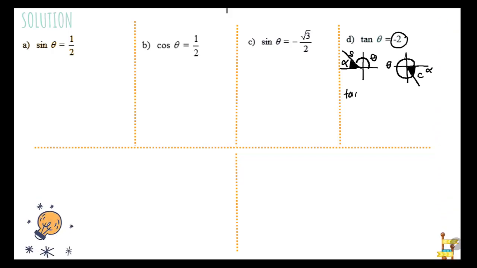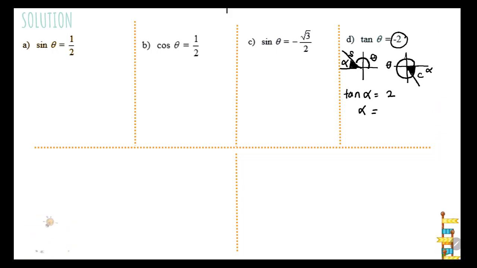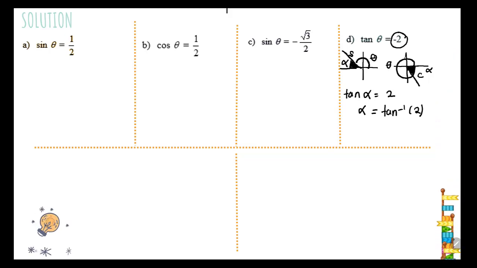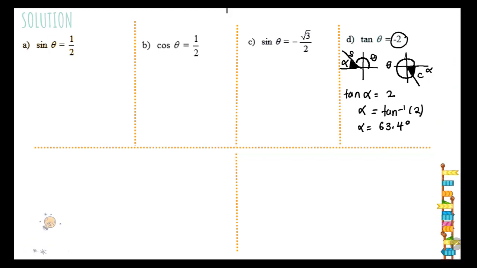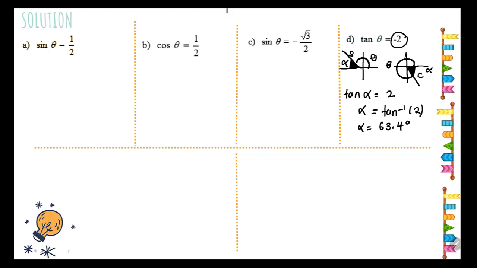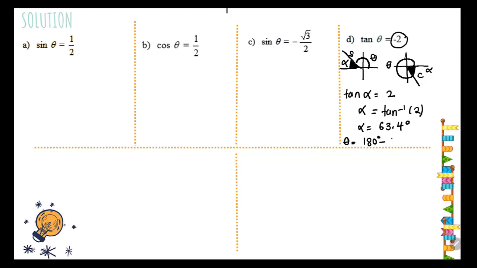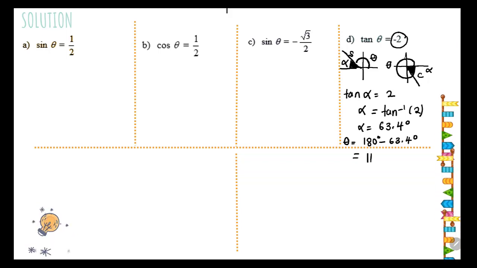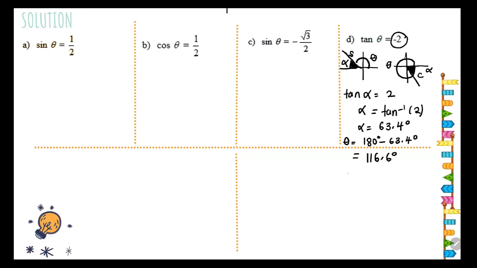So we find the reference angle first. To find the reference angle, we do not have to consider the sign, positive or negative. So arc tangent of 2, you have to use your calculator. We will be getting 63.4 degrees. That is for the reference angle. Now our aim is to find theta. For the second quadrant, it would be 180 minus 63.4 degrees, which gives us 116.6 degrees. So this is for the angle on the second quadrant.